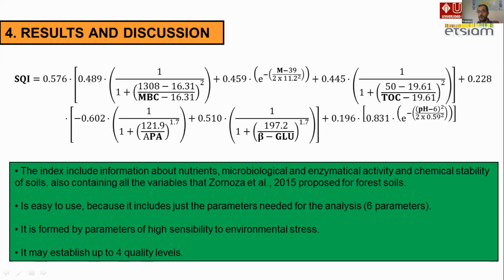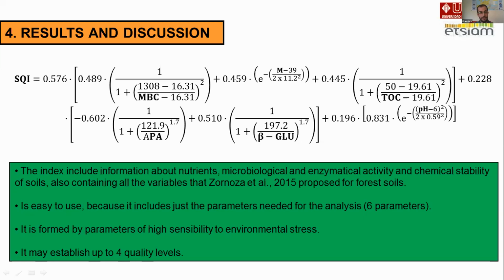All the parameters are also in pairs, so you have the moisture and the pH in one group, the 2 enzymes in another group, and the other 2 in another group. So when you want to use it, you only have to introduce the values in the highlighted parts, and you get the result.